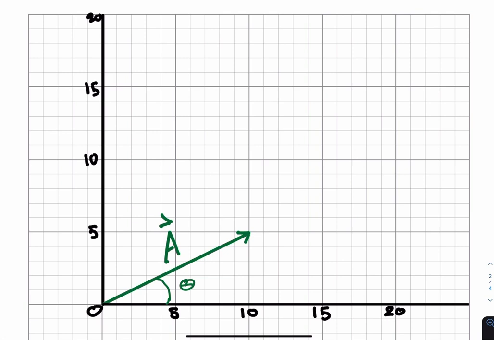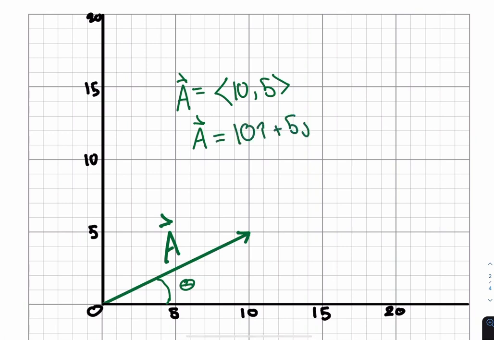Let's put this vector A into standard basis notation. Vector A is equal to 10, 5, which means it's also equal to 10i plus 5j.